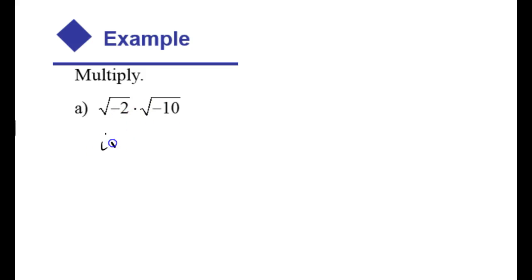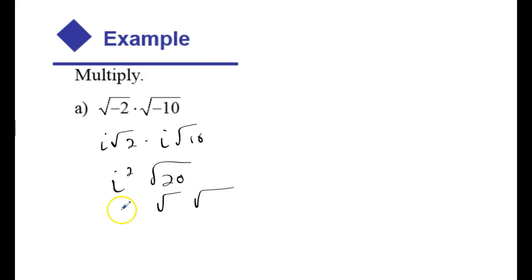Same thing. This is i square roots of 2 times i square roots of 10. That's i squared square roots of 20. Oh, I think I can break down 20 as well. We now have a nice definition that i squared is negative 1. And 20 is really 4 times 5. So I'm going to bring this 2 out front. This is really negative, well, negative 2 times negative 1 is negative 2 square roots of 5.